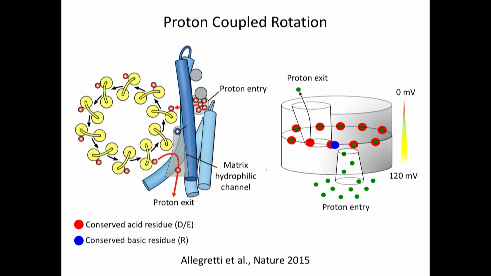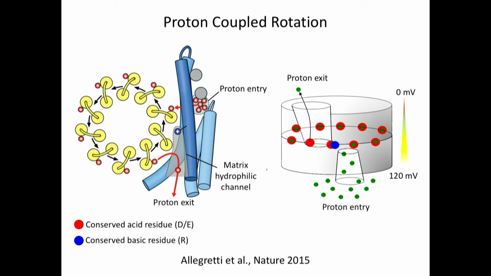And then the ring rotates around and comes through to the matrix channel, which is aqueous, which allows the protonated acidic residue to open up, and the proton will go out because there's a low proton concentration in the matrix. And then that acidic residue will bind with the arginine, which is in the center, which pulls the C-ring around. So you get this rotation.